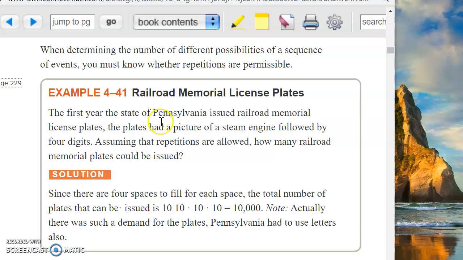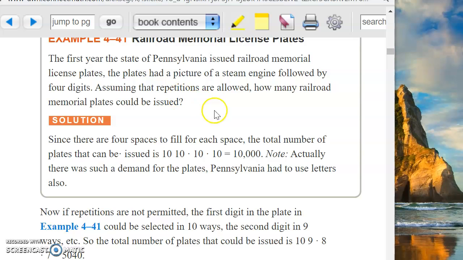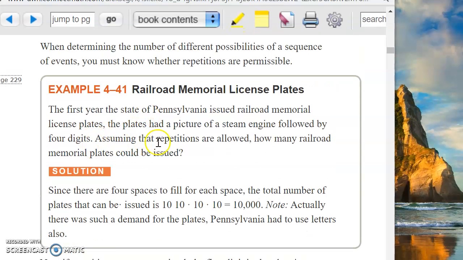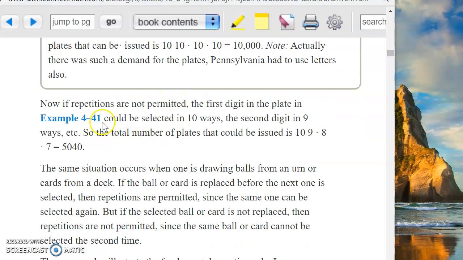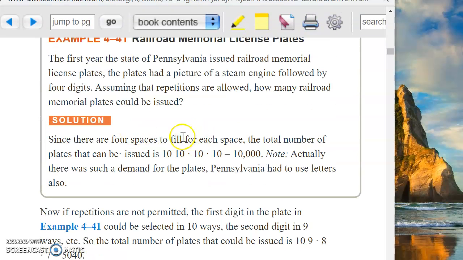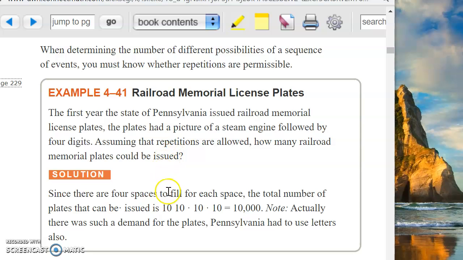Okay, so we got these license plates. We have 4 digits. Assuming that repetitions are allowed, how many memorial plates should be issued? So there are 4 spaces to fill. There are 10 digits: 0, 1, 2, 3, 4, 5, 6, 7, 8, 9. So there are 10 possibilities, so 10 times 10 times 10 times 10, because there are 4 little boxes that we would fill in. Now, that's if repetitions are permitted. We have replacement in the sense that we take a number, but we put the number back in the pot. We can pick out that number again.